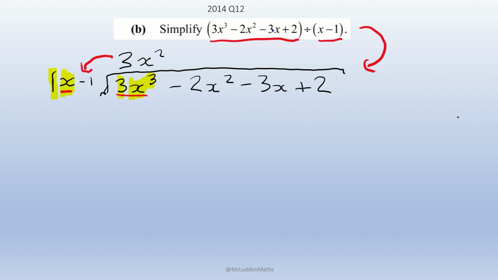Now I'm going to give myself quite a bit of space here because there's quite a lot happening, or will happen, down here in my question. So back to this, 3x squared times 1x will give me 3x cubed, and then 3x squared times my minus 1 here is going to give me minus 3x squared. Now we've found out that 1x goes into 3x cubed 3x squared times, and it goes in this amount here.